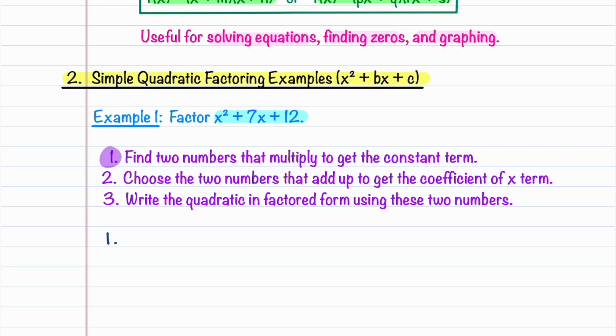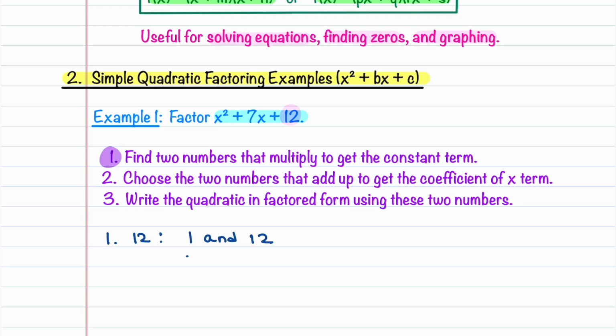The first step says that we're going to find two numbers that multiply to get the constant term. The constant term in our problem is equal to 12. So I'm just going to put 12 so we can remember that. Now we want to find two numbers that multiply to get 12. I'm going to be really systematic with this, and I'm always going to start with 1. So the first two numbers that multiply to get 12 would be 1 and 12. And then we'll go to 2.